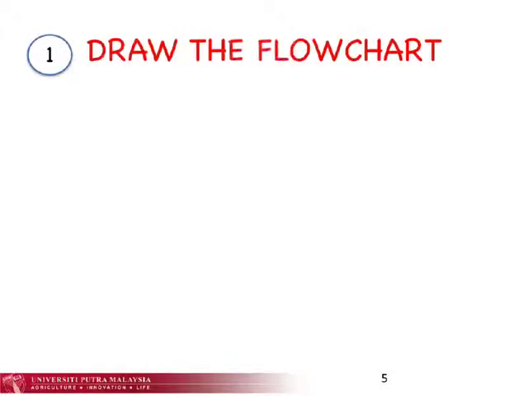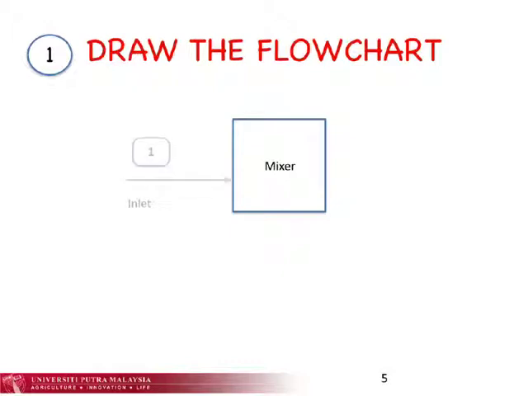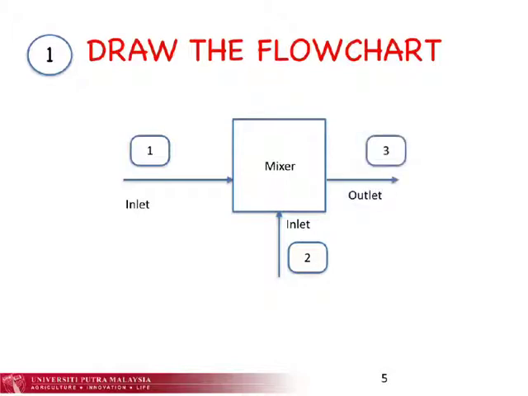Before proceeding with the material balance calculation, the first thing that we have to do is draw the flow chart. A mixer must have at least 2 inlet streams and at least 1 outlet stream. In general, we can draw a block diagram for a mixer as shown in this figure. Next, recall that a mixer has 2 inlets and 1 outlet stream.